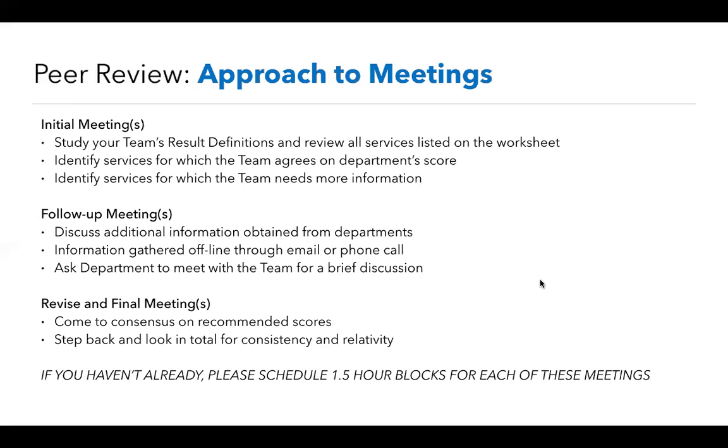Once you've done that, then you can begin to look into the services where you feel like you need more information. Once you've identified those, the team facilitator will come to the second meeting with any additional information that was required. You'll recommend scores for those services that you hadn't addressed in that first meeting. And then in the final meeting, you'll come to a consensus on the entire list of services and save and submit your peer review scorecard back to the super users.